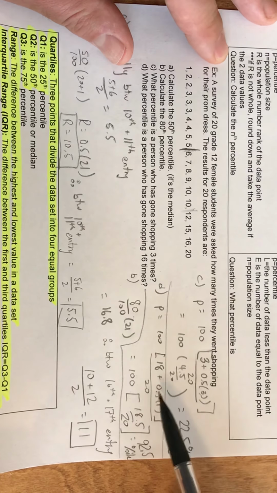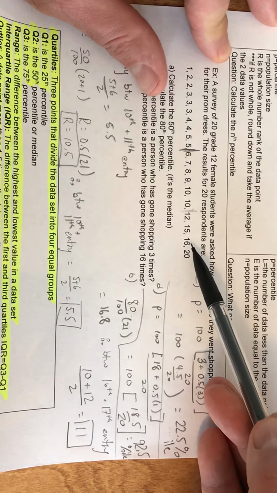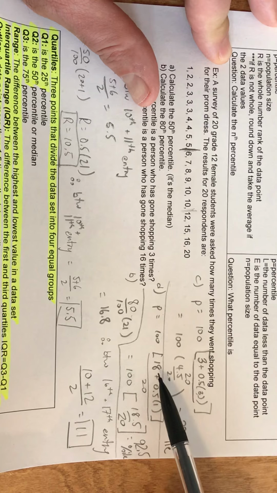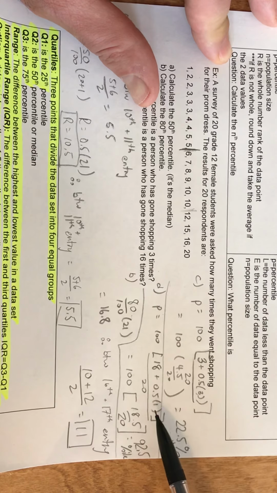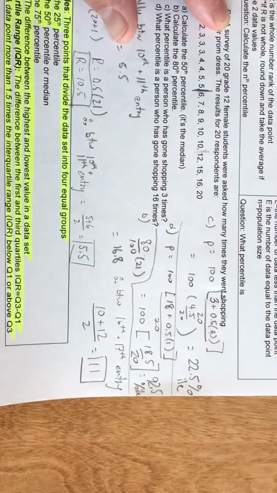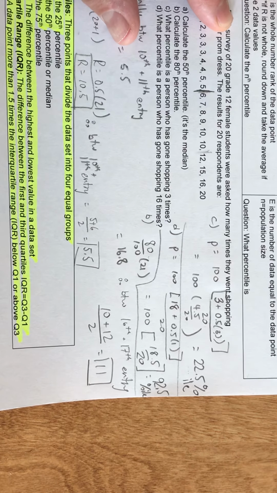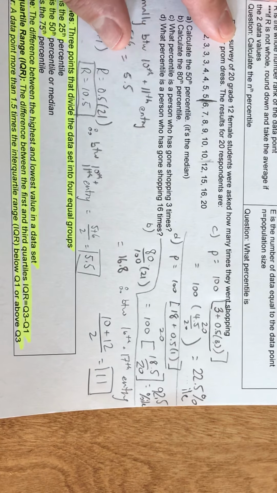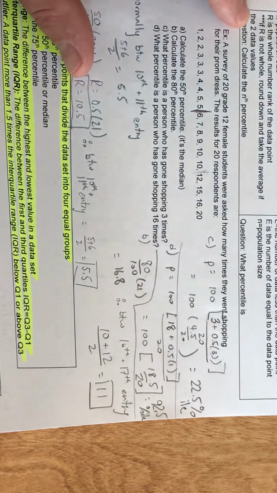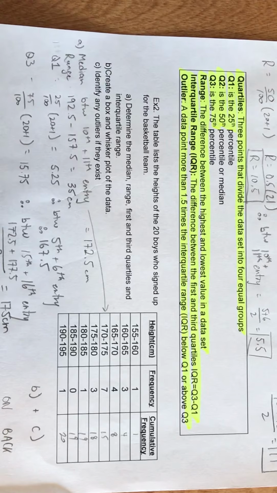How about somebody that went shopping 16 times? This person went the second most. As a percentile rank, where does that rank? We have 18 that are lower, plus only the one person who shopped 16 times, divided by 20. When you work that out, you get the 92.5th percentile. So that person is in the top of the class, let's say. So there are two simple formulas. Use the one based on what the question is asking you. Another concept we're going to talk about is something called quartiles.